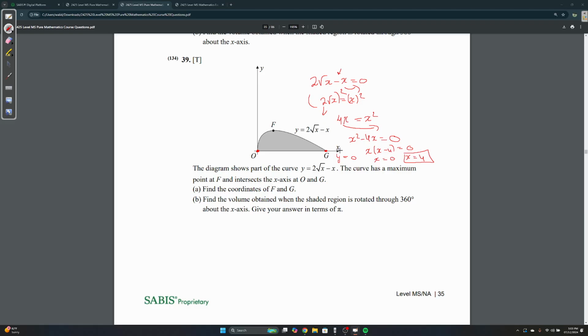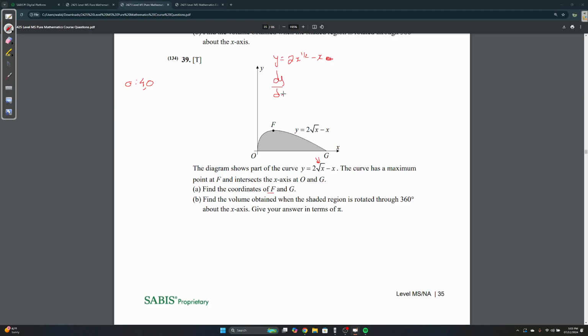Anyway, so G is gonna be at x equals 4. So G is gonna be 4, 0. Okay, to find F, they told us it's a maximum. So like the other question, maximum means we have to derive and equate to 0, right? 2 root x minus x, so it's going to be 2x to the power of half minus x, this is my y, right? We need to derive. So dy over dx is going to be equal to half times 2 times x to the power of minus half, because you subtract by 1, minus 1, because derivative of x is 1. So you're going to cancel these two, you're going to get x to the power of minus half minus 1, and you're going to equate this to 0.